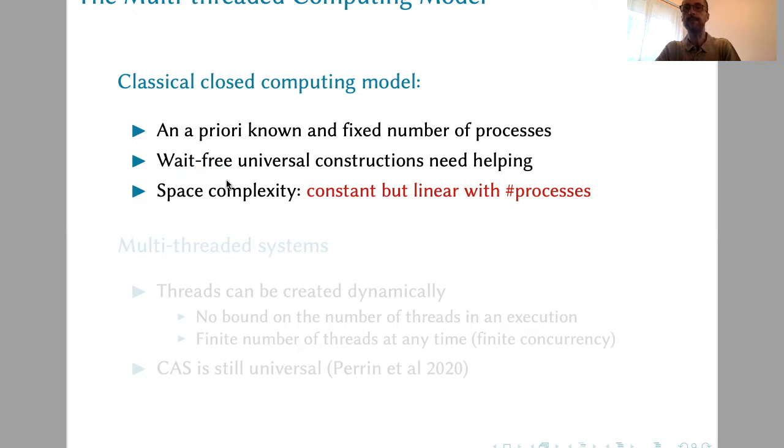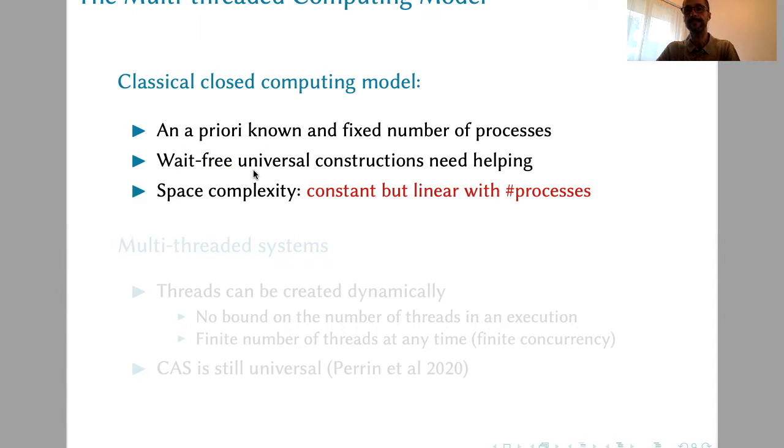And it has been proved recently that these constructions need the mechanism of helping. Helping is the fact that any process that invokes an operation on the shared data structure needs to help all the pending operations before it completes its own operation. It is necessary. And it has also been proved that the space complexity of any universal construction cannot be constant, but it is linear with the number of processes.